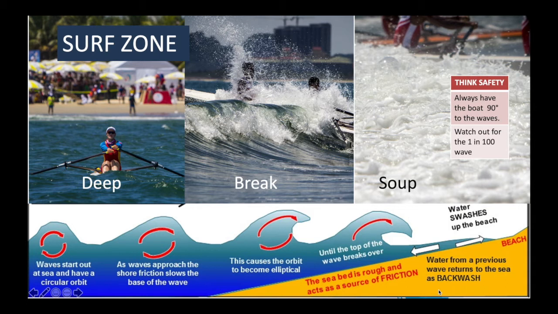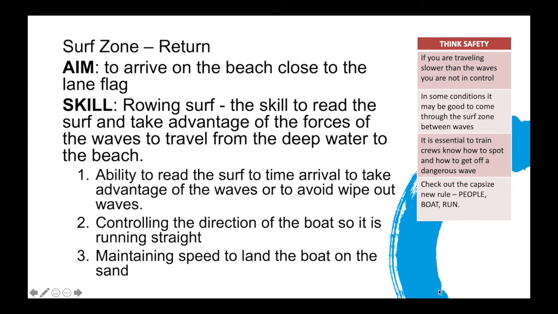And at this point now, rather than trying to reduce your speed, it's highly likely that you're trying to row faster than the waves if you start to get into difficulty in your steering. So your aim is to arrive on the beach as close as you can to the lane flag, because you need to round that lane flag.